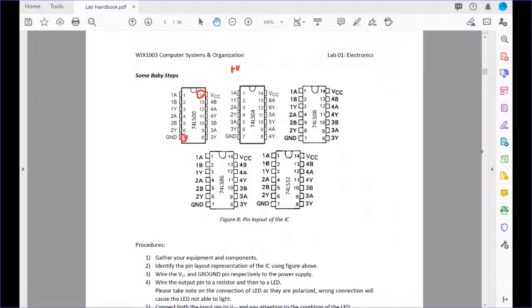Then pin 7 is the ground. You need to connect it to the negative or the 0 volt of your power supply. Then there's a 1A, 1B and 1Y here, right? So this is equal to one logic gate. A and B are the inputs and Y is the output. Then the second logic gate is 2A, 2B and 2Y. So A and B always represent the input and Y represents the output.